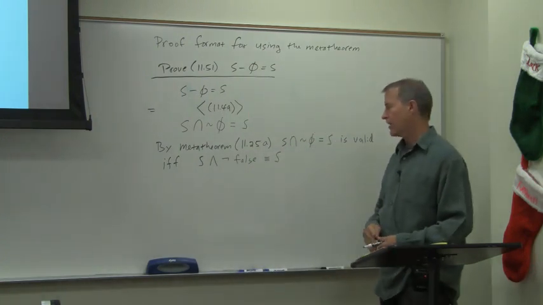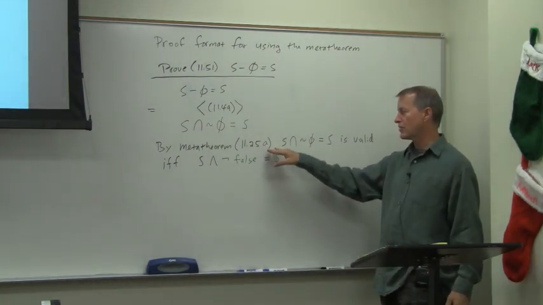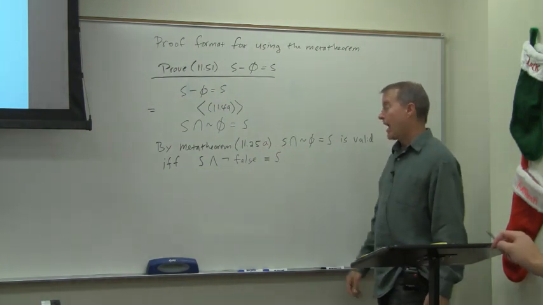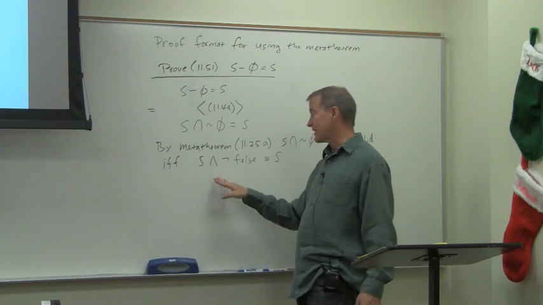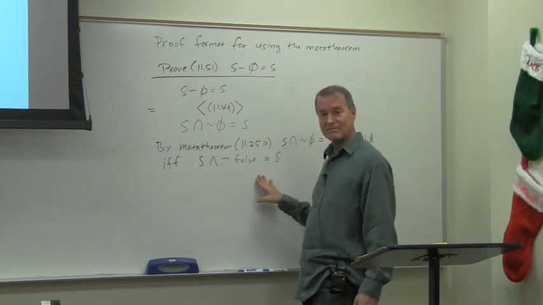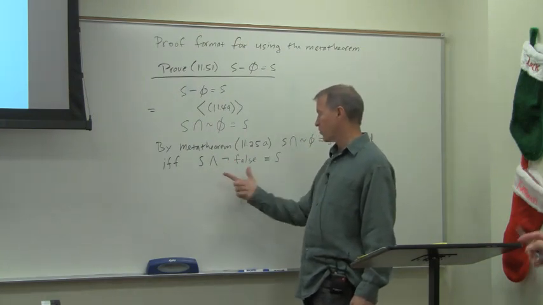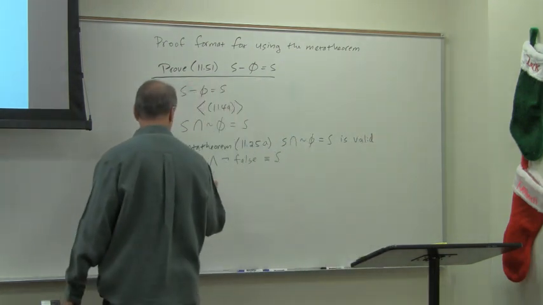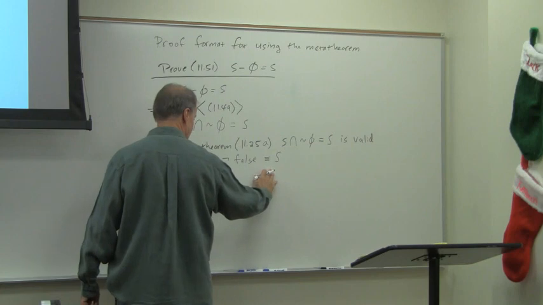By Metatherm 11.25a, S intersection the complement of the empty set equals S is valid if and only if S and not false equals S. I'm telling you, this is the format that I insist on. You have to write this out. I insist that you quote the Metatherm, which part of the Metatherm, and write this out. And now we can just prove this. We'll start with the left-hand side and get it to the right-hand side.